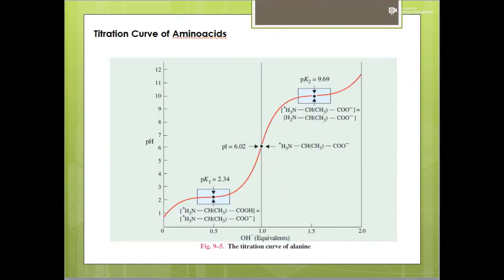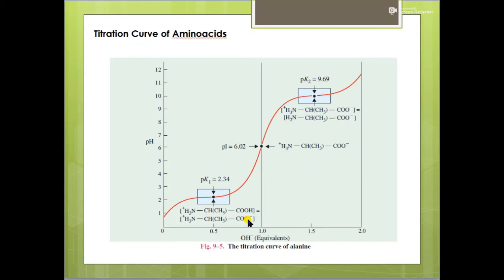Now let's explore the titration curve of certain amino acids. If you look at this figure, it is a titration curve of the amino acid alanine. You are adding different amounts of OH equivalents and checking the pH, and these are the plots. The plot has two distinct stages, each corresponding to the removal of one proton from alanine.